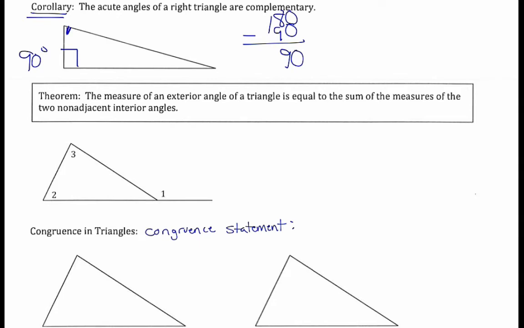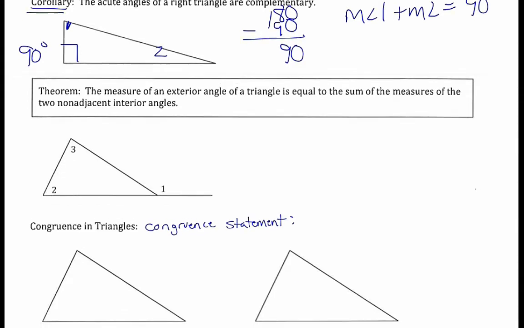But that 90 degrees has to be split between these two angles, 1 and 2. So all I know is that the measure of 1 plus the measure of 2 has to equal the leftover 90. It could be 60 and 30, 45 and 45, 10 and 80. But no matter what, they're going to be complementary because they add up to that leftover 90 degrees.